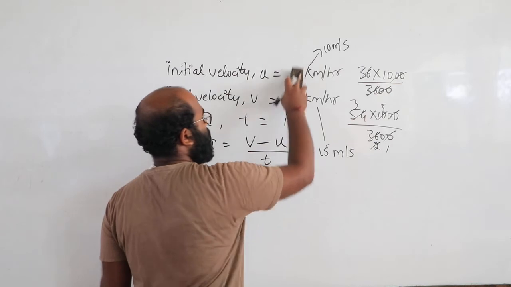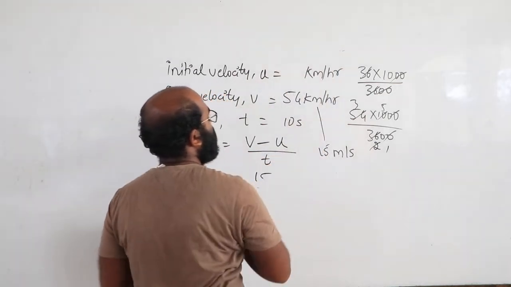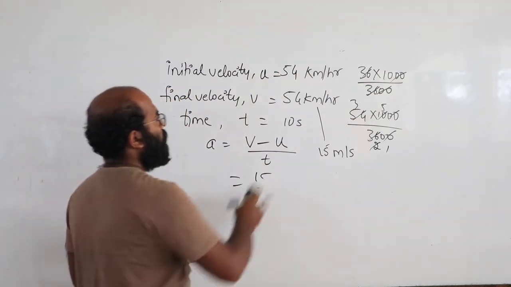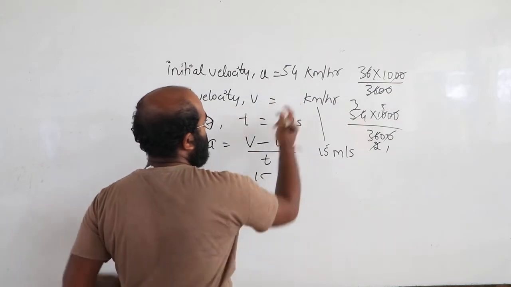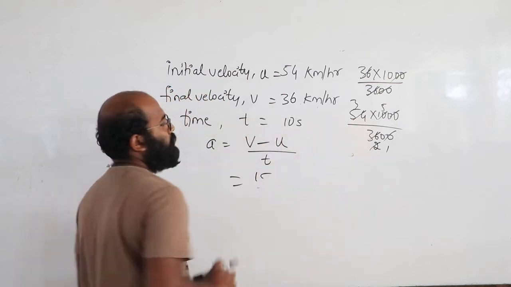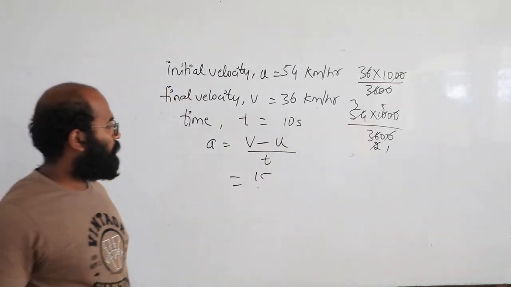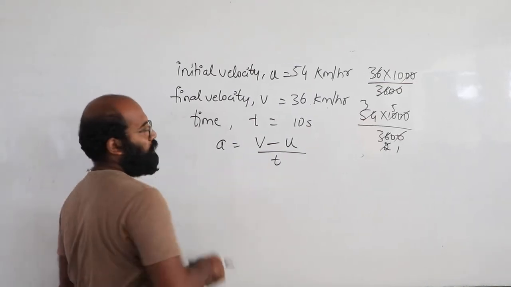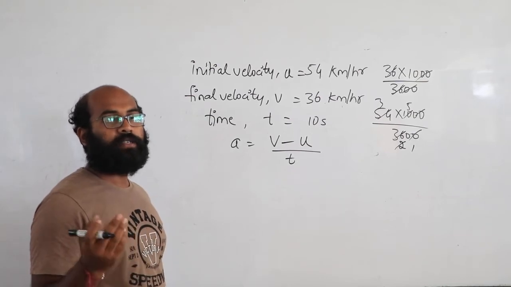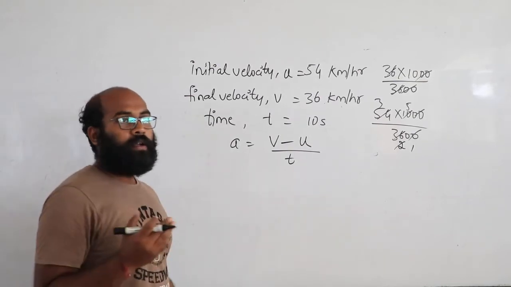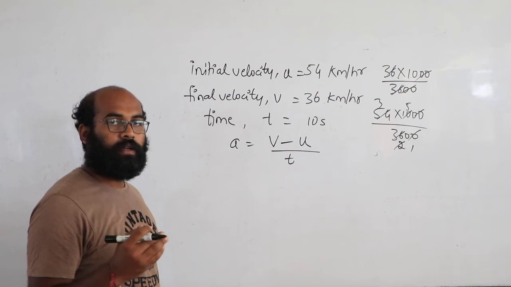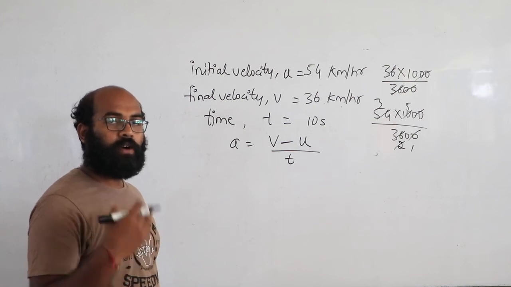So here the initial velocity, it is traveling at 54 km per hour. Then the final velocity comes down to 36 km per hour. The time is the same, that is 10 seconds. So here we need to find the acceleration. When the speed is decreasing, we can say that it is retarding. So it is also called retardation. If the speed is increasing, then it is accelerating. If the speed is decreasing, then it is retarding.